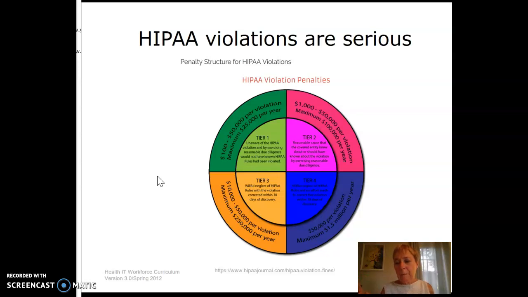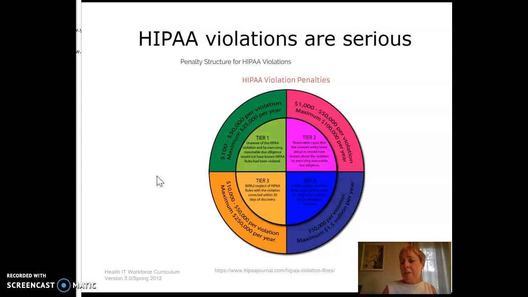A tier 2 is a reasonable cause that the covered entity knew about or should have known about the violation by exercising reasonable due diligence. That is, if you think or should have known that this could have happened if you did this, but you didn't do it anyway, that's a tier 2 violation. If you go up to tier 4, which is a little bit harder to read, they just get worse. But a tier 3 is willful neglect. And then tier 4 is willful neglect of HIPAA, and you knew about it.